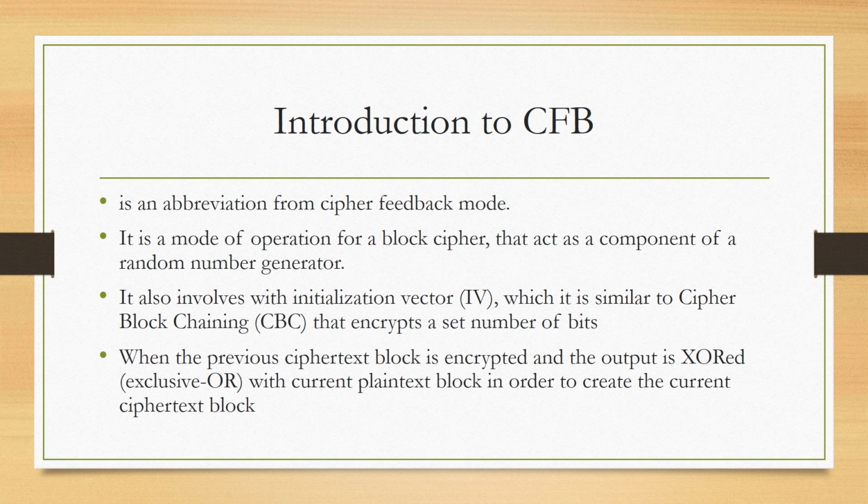CFB is an abbreviation of Cipher Feedback Mode. It is a mode of operation for a block cipher that acts as a component of a random number generator. It also involves an initialization vector, IV, and is similar to cipher block chaining, CBC, that encrypts a set number of bits. The previous ciphertext block is encrypted and the output is XORed, exclusive OR, with the current plaintext block in order to create the current ciphertext block.